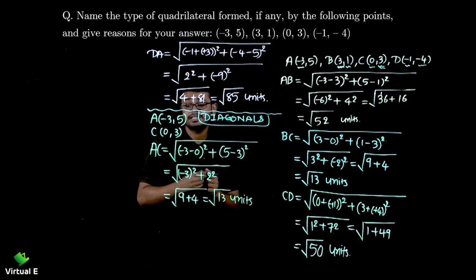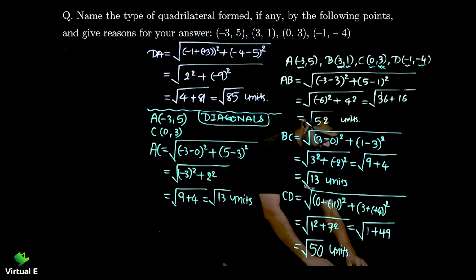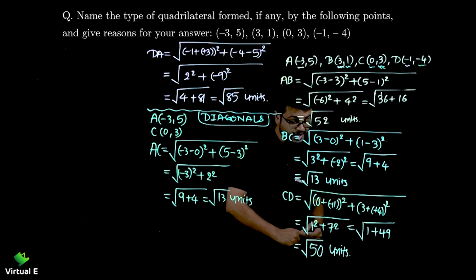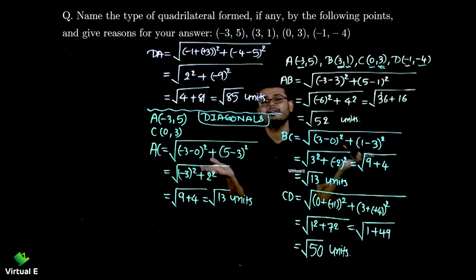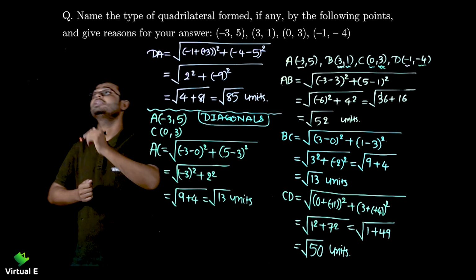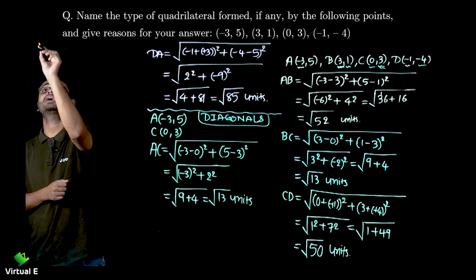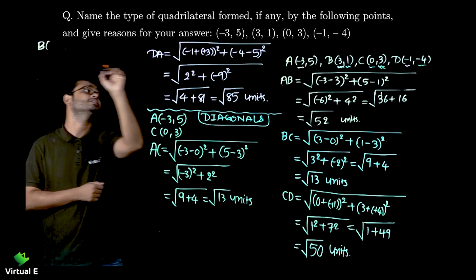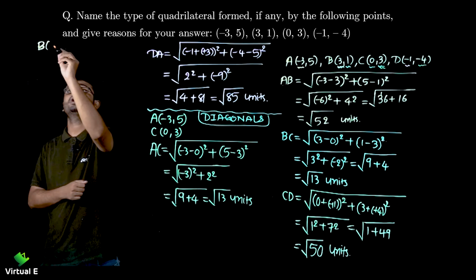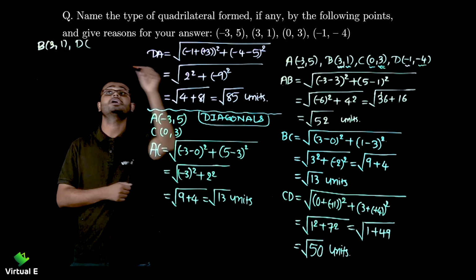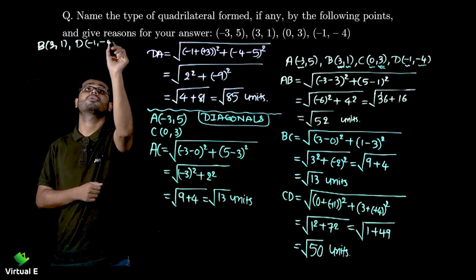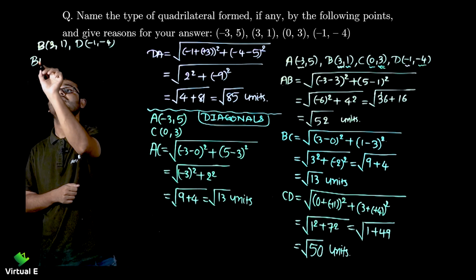Now let's find the second diagonal. What will it be? Think what will be the second diagonal. A and C is done. So what's left? B and D. Very simple. So BD is my next diagonal. Before that, I am going to write the coordinates here. B is (3, 1). Then D is what? (-1, -4). Let's find BD.